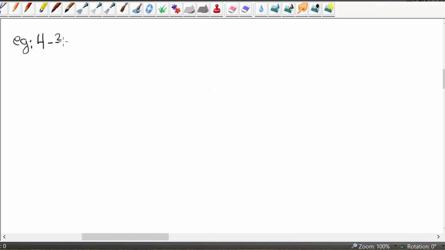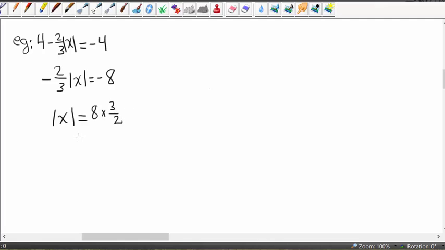Say we have 4 minus 2/3 times the absolute value of x is equal to negative 4. Now again, the first thing you want to do is isolate the absolute value. So you subtract 4 on both sides to get that negative 2/3 times the absolute value of x is negative 8. And then you multiply both sides by negative 3/2, 3/2 being the reciprocal of 2/3, to see that the absolute value of x is equal to 12. This means that there are two solutions. X could be either positive 12 or negative 12.